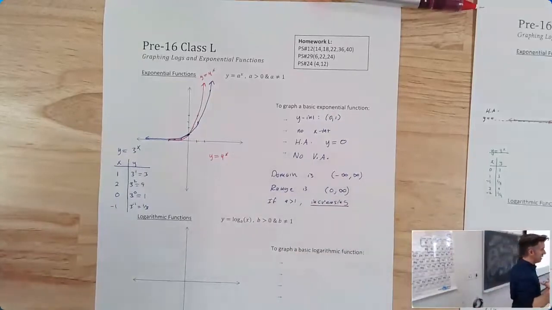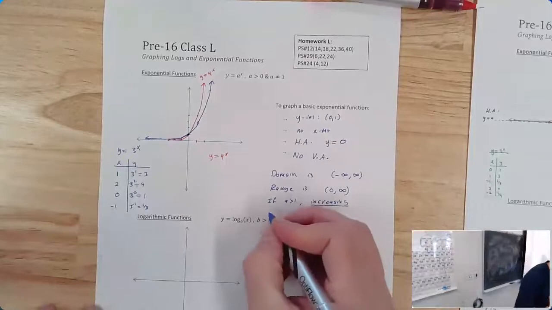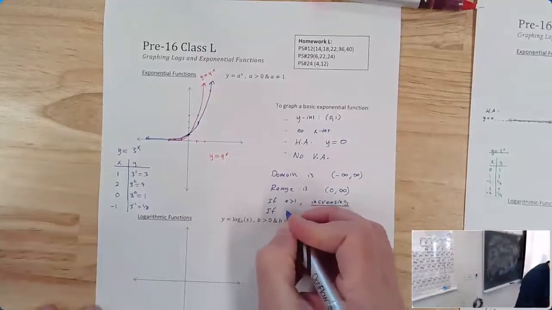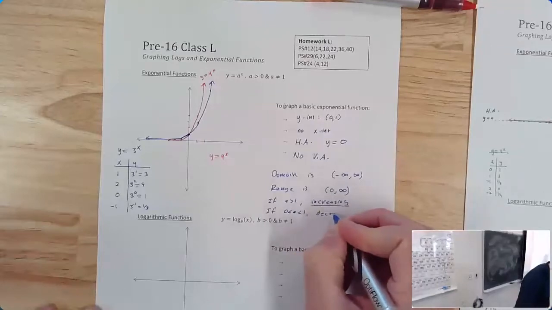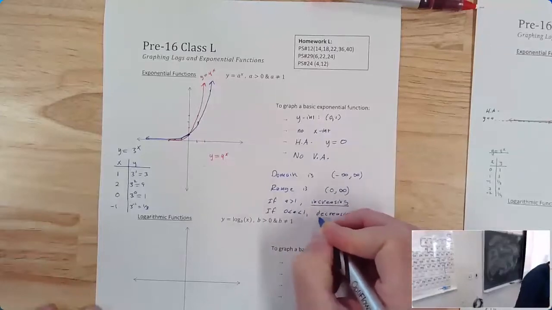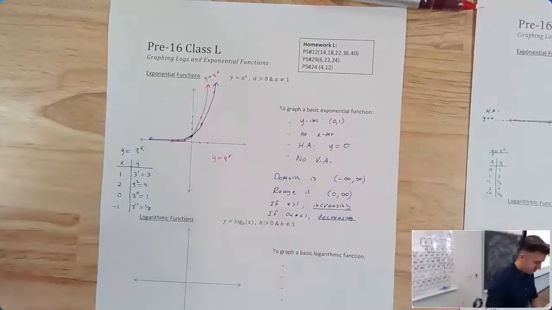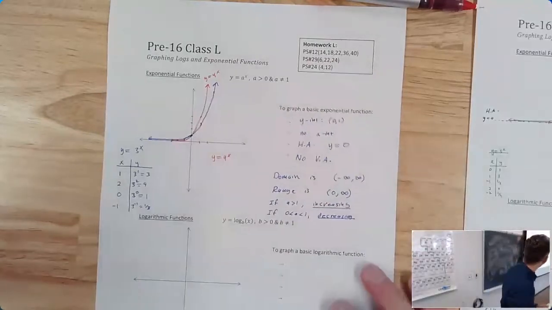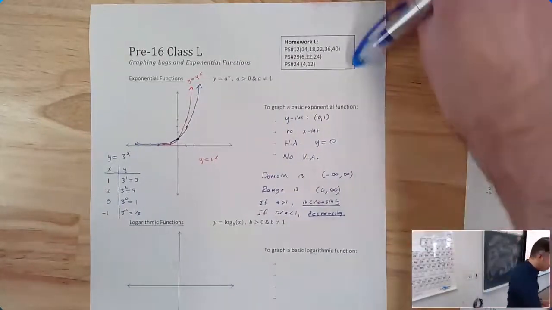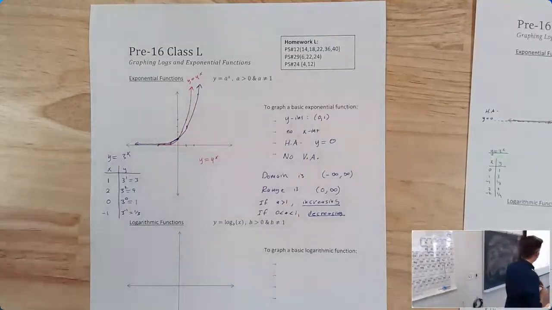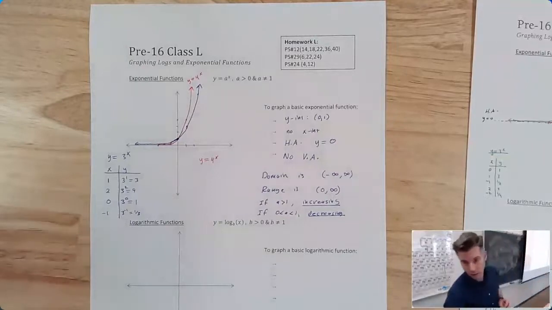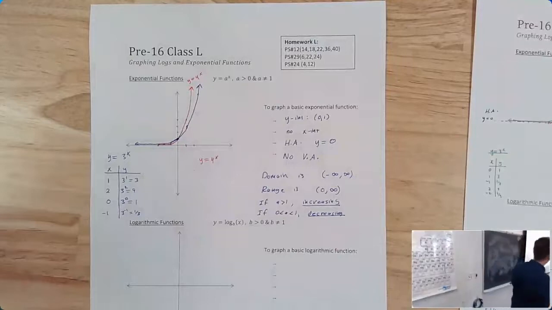And we'll see a little bit later on, another example, if your base is between 0 and 1, then the function is going to be decreasing, meaning getting smaller from left to right. Any questions about what I've said so far?